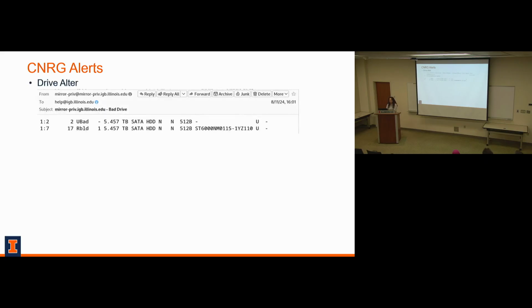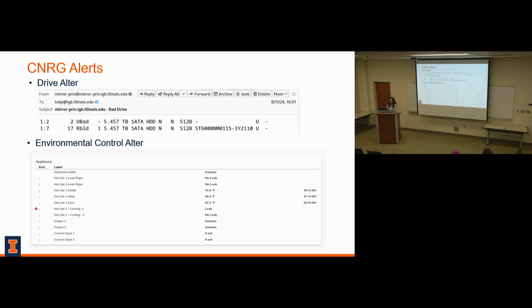And here I want to show you some of the RGB file alerts we get. So this is a drive alert. We will get an email if in our server room one of the drives goes bad. We'll get an email and we'll have people get in there and replace the drive for you, and you will not notice.